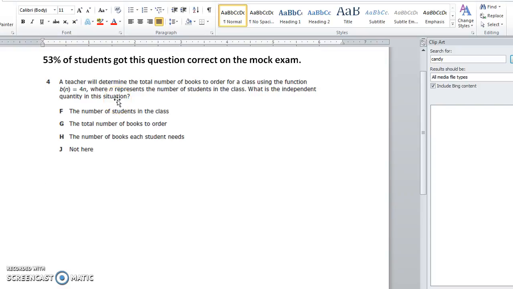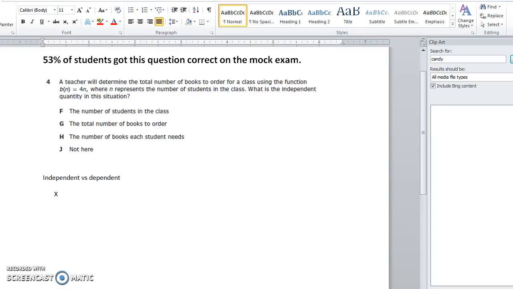So there's a lot of vocabulary here. Notice that this is not a problem where you're doing calculations. You're just using your understanding of the vocabulary to figure out what's going on. So the actual question is, what is the independent quantity? So we have to know what independent versus dependent mean. And you just got to remember this.